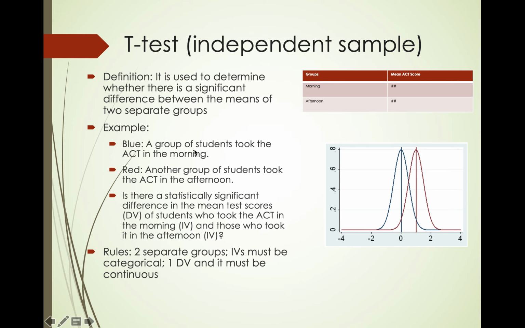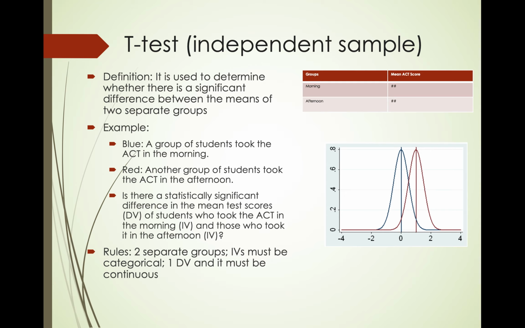The blue line is a group of students who took the ACT in the morning. The red, this is a group of students who took the ACT in the afternoon. So our question for the t-test is, is there a statistically significant difference in the mean test scores of students who took the ACT in the morning and those who took it in the afternoon?